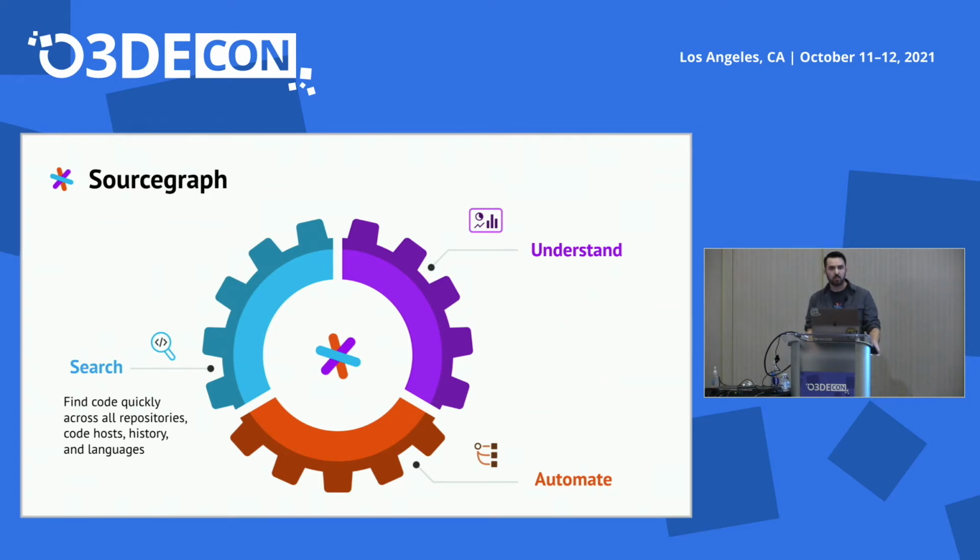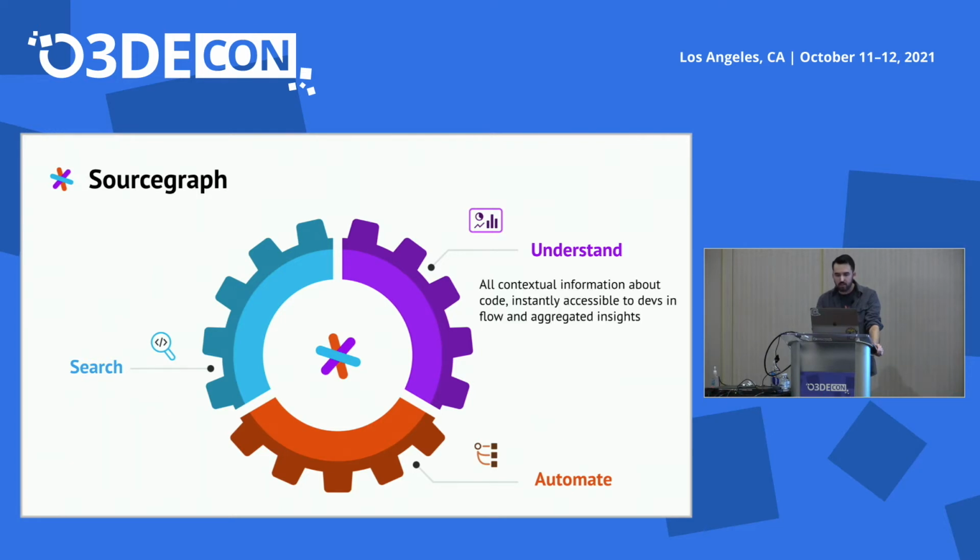The core aspect is that underlying search functionality, that universal code search, which we're going to show you here in a second. And so that gives you the ability, like I said, to search across all your repositories, all your code hosts, all of your languages. No matter where they're hosted, you can search across all of them universally, directly in your browser.